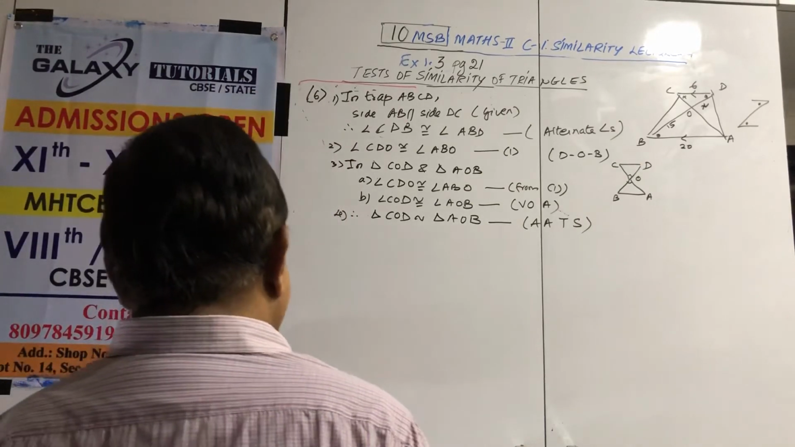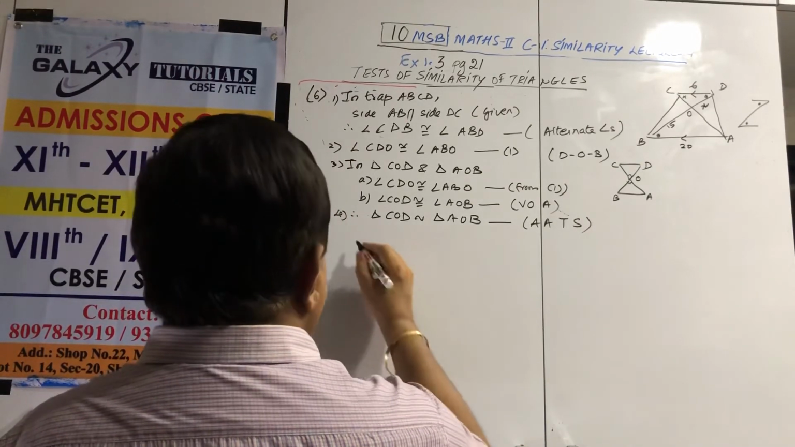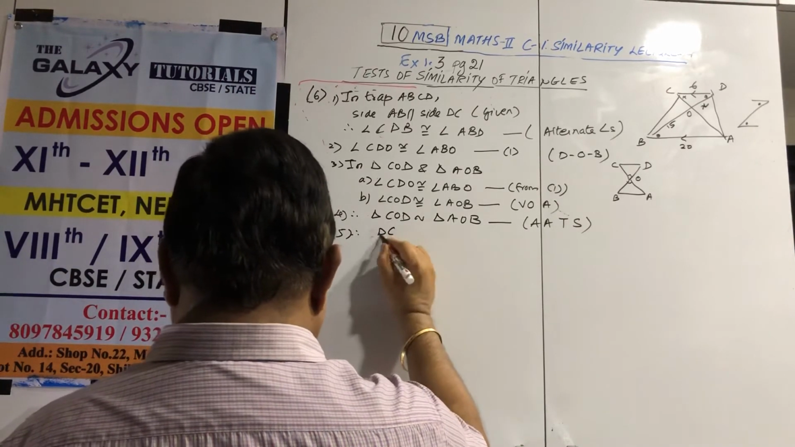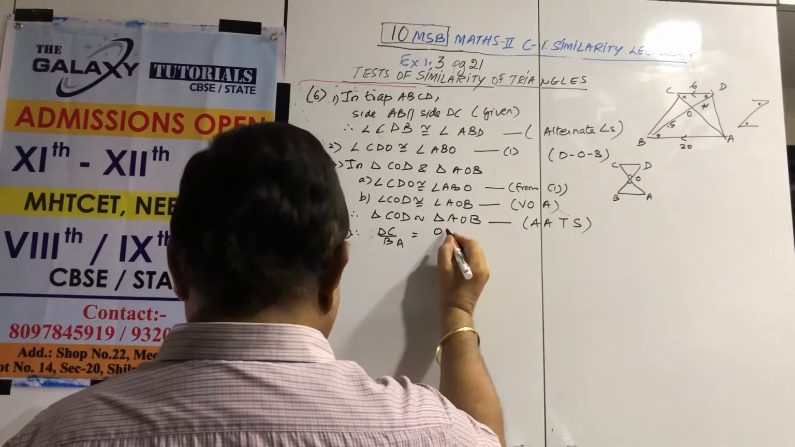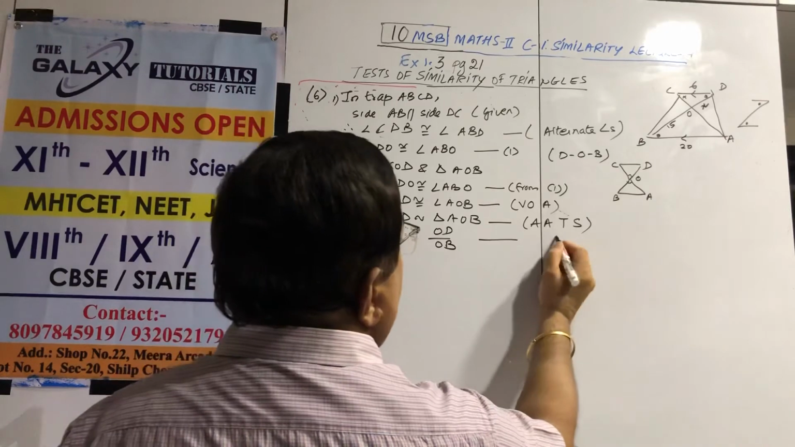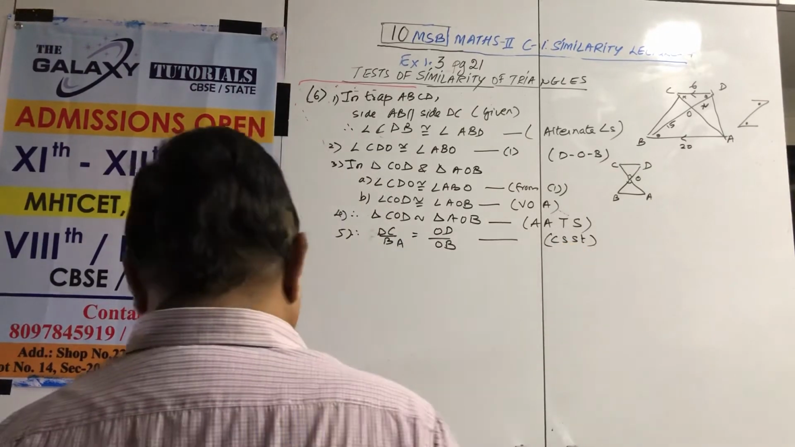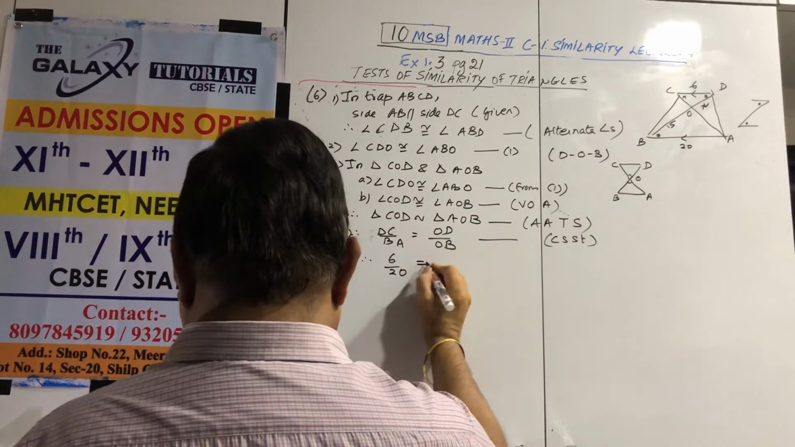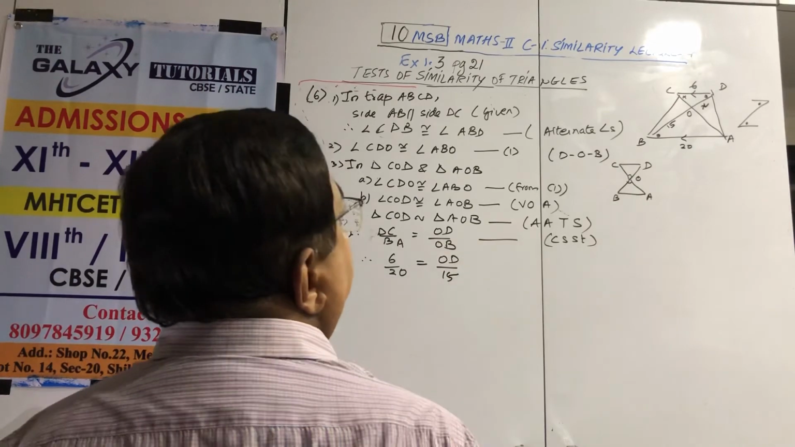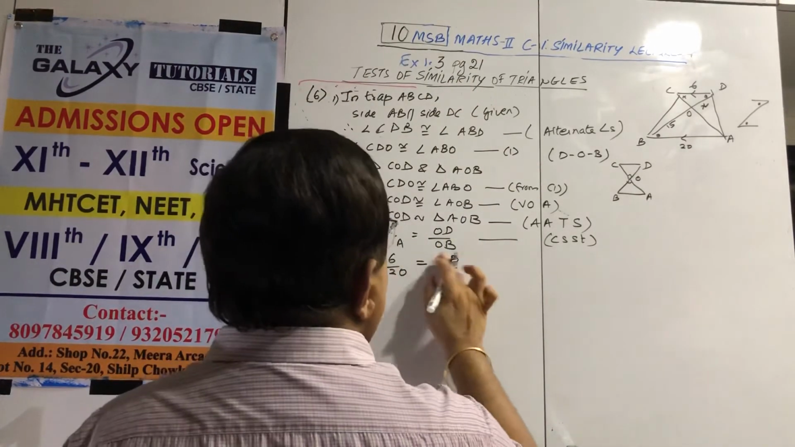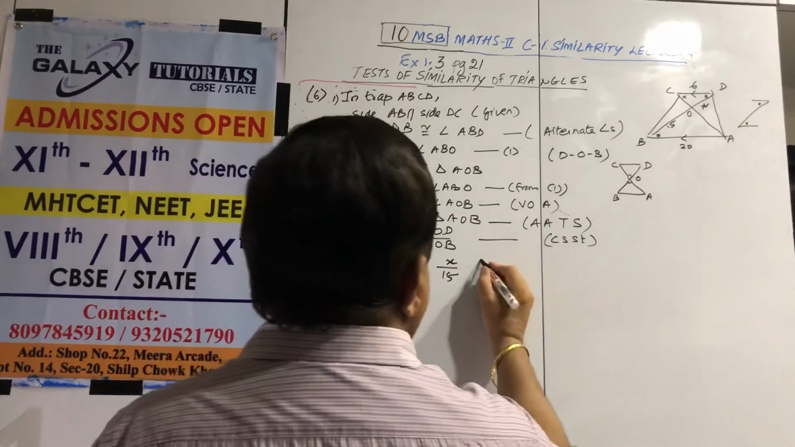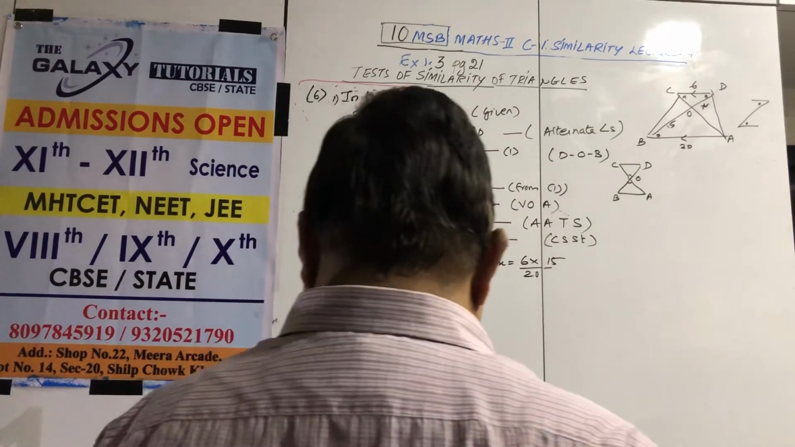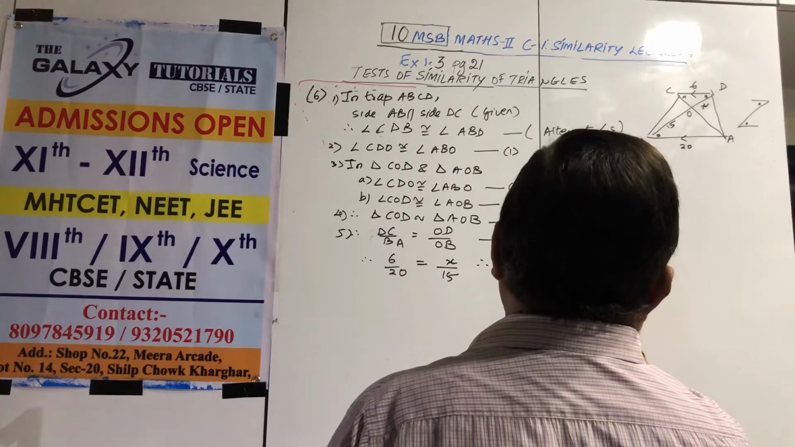Part B, they have told us that they are in ratio. So first we'll get the ratio. Fifth, therefore, we'll have DC upon BA is equal to OD upon OB. Corresponding sides of similar triangles are in proportion. Put the values. Therefore, 6 upon 20 is equal to OD upon 15. OD we have to find, which is X. Therefore, X is equal to 6 into 15 divided by 20. And this will give me 4.5 units.